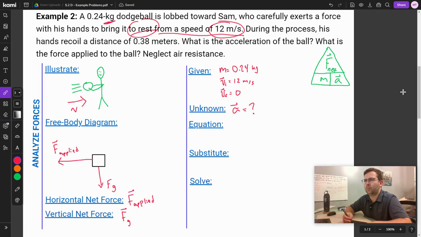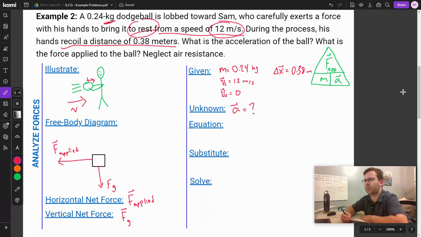We also are given that during this process, the person who's catching the ball, his hands recoil a distance of 0.38 meters. Recoiling is like when you catch it, it comes back in your hands a little bit. So it takes a little bit of time, maybe a few milliseconds, to actually slow the ball down. You don't just hold your hands out and catch it. You got to bring it in. That's the recoil distance here. It's a distance, and so we're talking about the change in the position of the ball during this short slowdown period. And so that's going to be the delta x. The ball travels 0.38 meters to the right as it slows down.